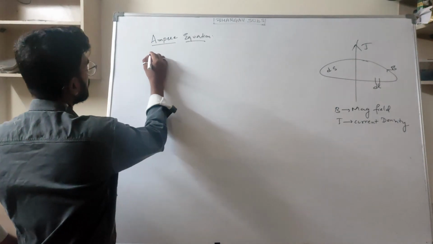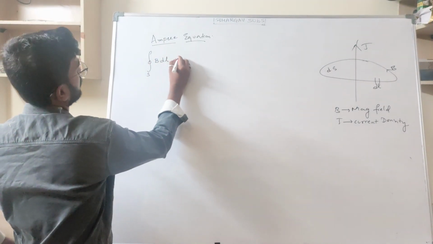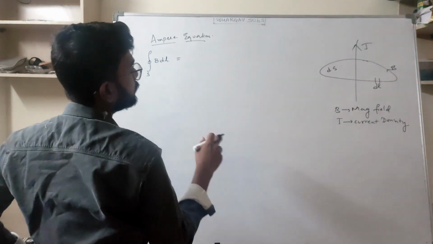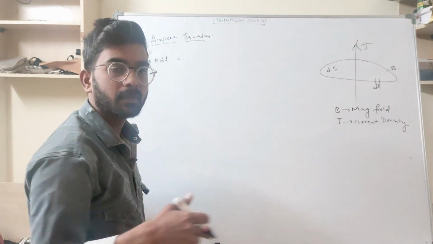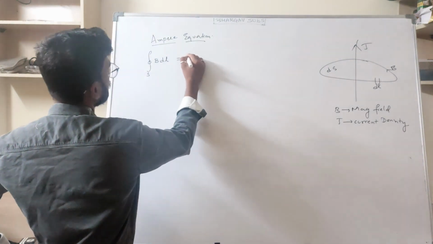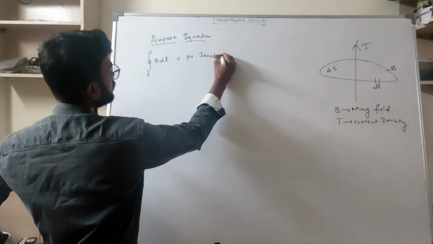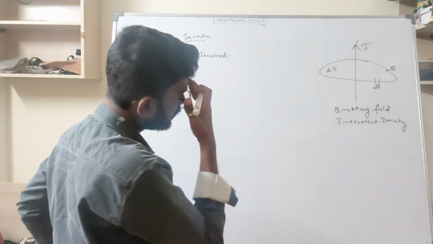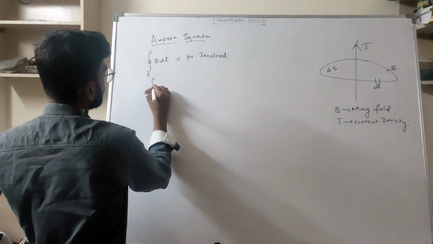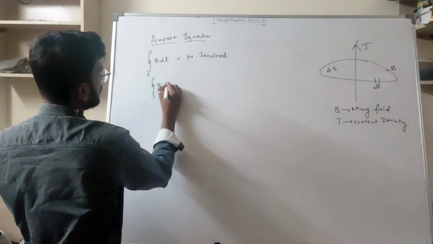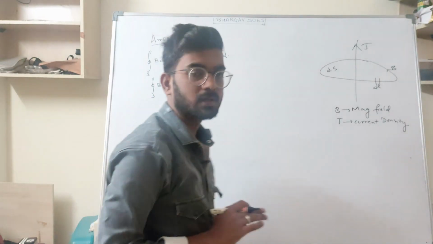So the integral of magnetic field dot dl is equal to mu naught into the current enclosed in that circuit. Due to that current only, the magnetic field was created. Mu naught into I enclosed means we are considering a loop, and the current present in that loop is known as the current enclosed. So the integral of B dot dl is equal to mu naught I. That is the first equation.